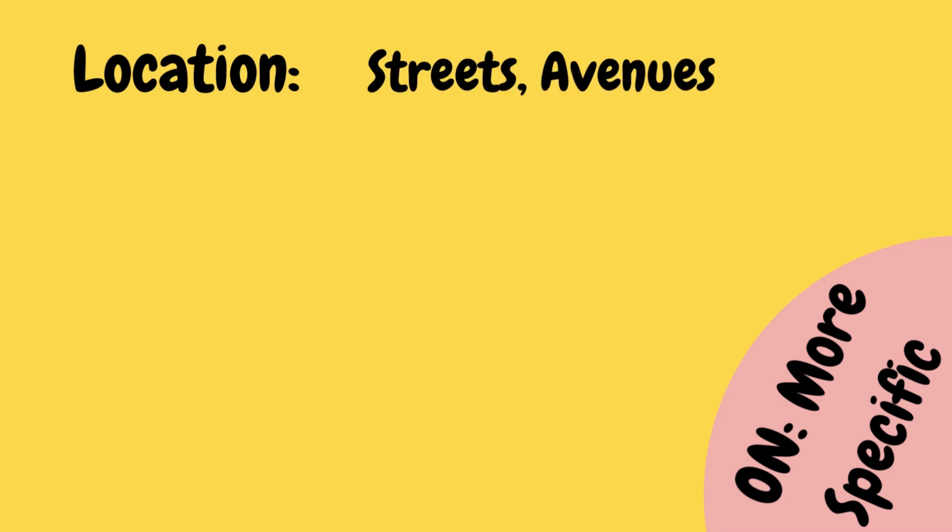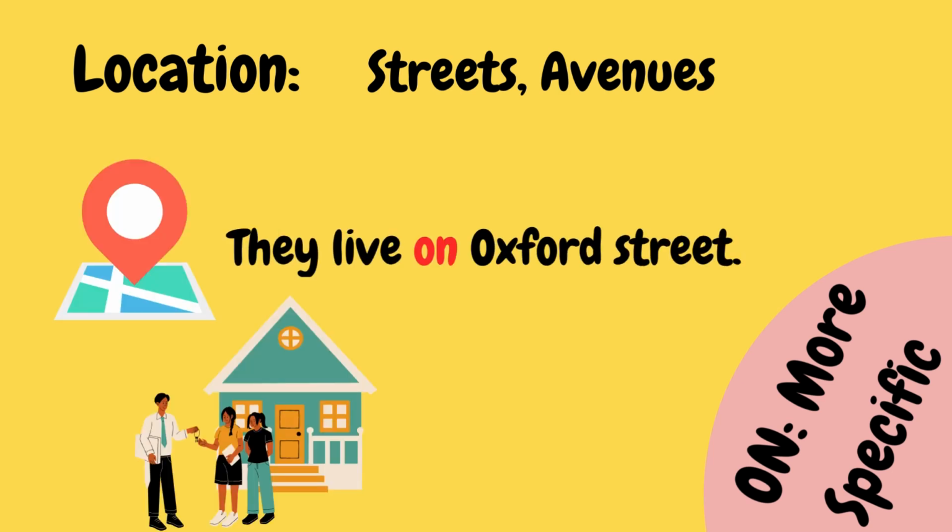When we are talking about location, we use the preposition on with streets and avenues. For example, they live on Oxford Street.